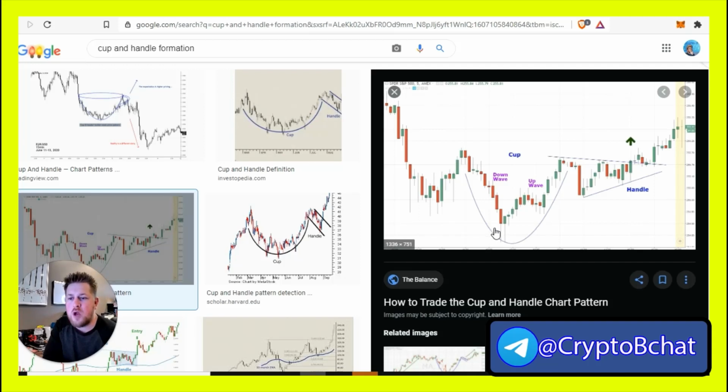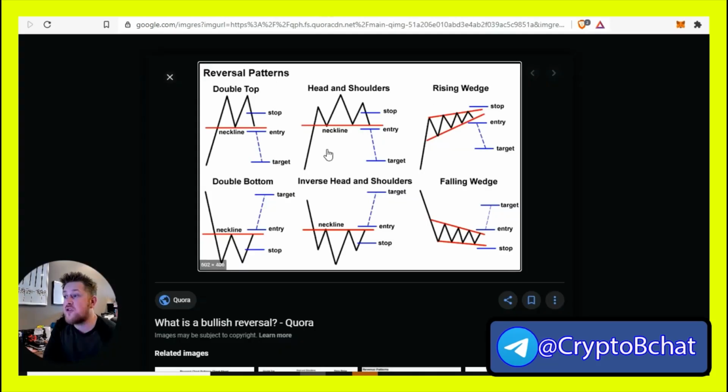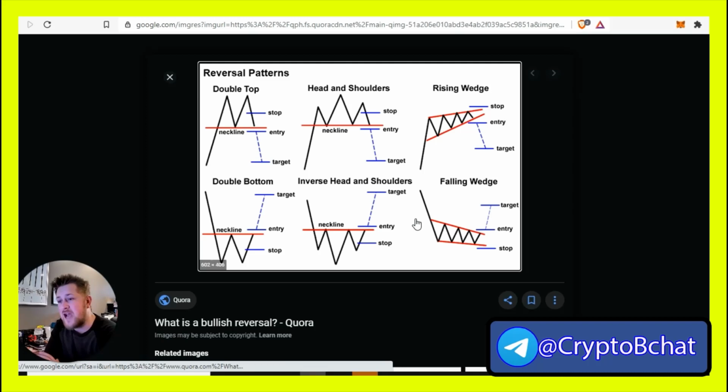This is your cup and handle. This is very bullish, right? And then you have your cup. Goes into your handle, and away it goes, takes off. Now, this is a nice one. I have these actually tacked on the walls, guys.